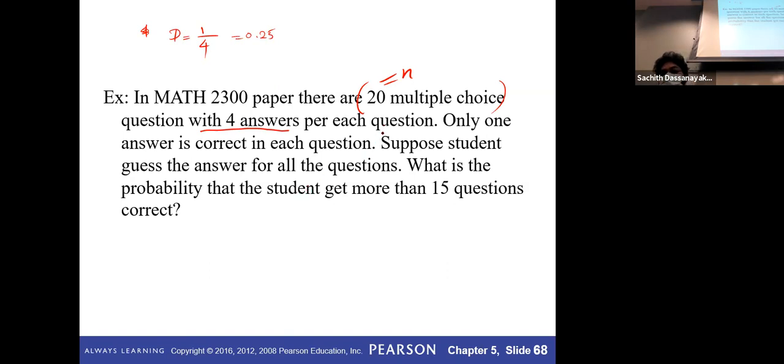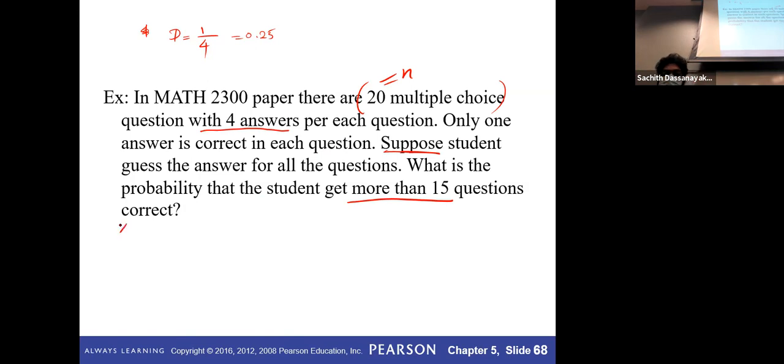Next, we have to suppose that the student guesses all these 20. Otherwise, if you know the exact answer, there is nothing to do with these probabilities. Just imagine you don't know the answers, you just guess. For all 20 questions, what is the probability that the student gets more than 15?